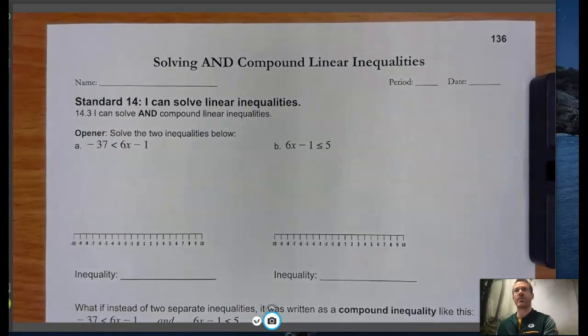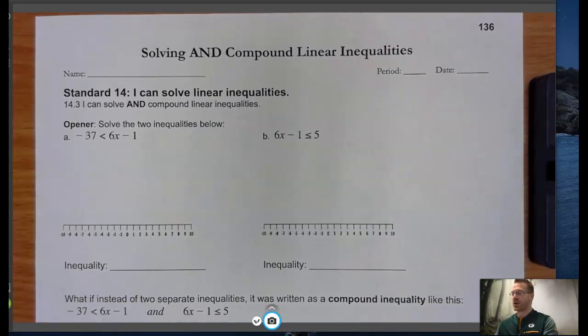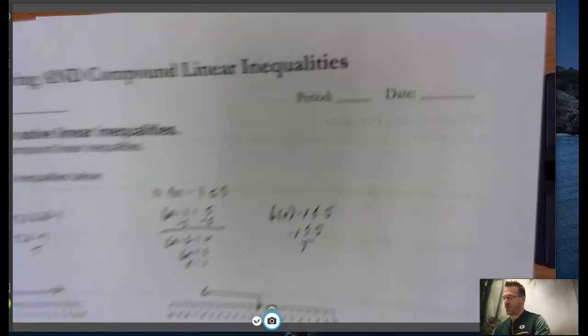Just like we did before, I'm going to get you started with solving two independent linear inequalities. So right now, if you would solve part A and part B, go ahead and pause the video, solve both of those linear inequalities, turn it back on, and we'll see how you did. All right, so let's take a look at the work for both of those.